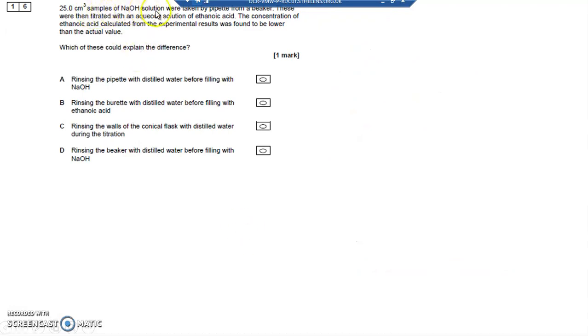25 centimetre cubed samples of sodium hydroxide were taken by pipette from a beaker. These were then titrated with an aqueous solution of ethanoic acid. The concentration of the ethanoic acid calculated from the experimental results was found to be lower than the actual value. How could this explain the difference?